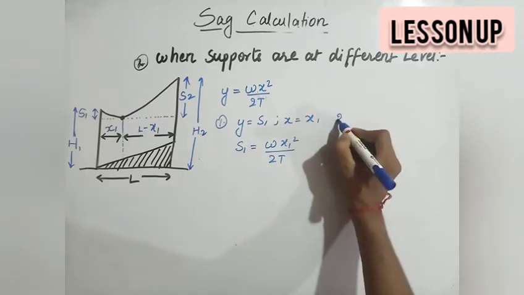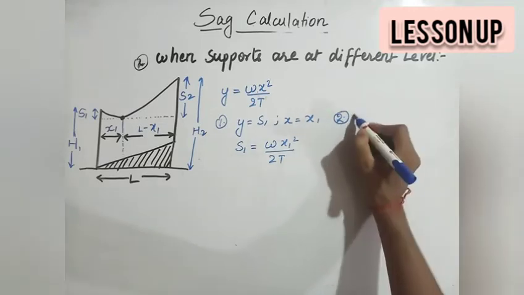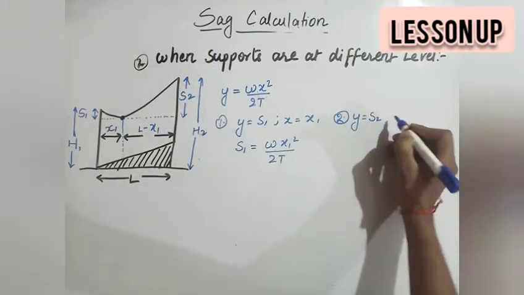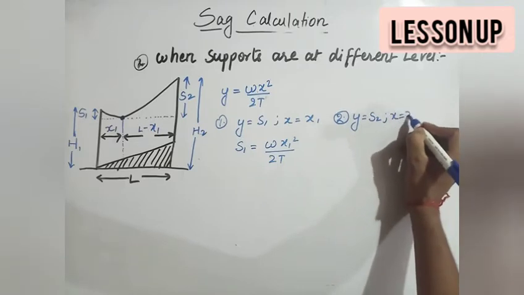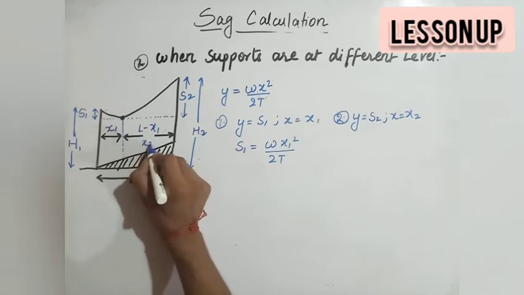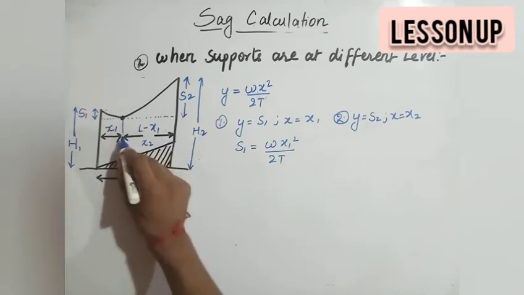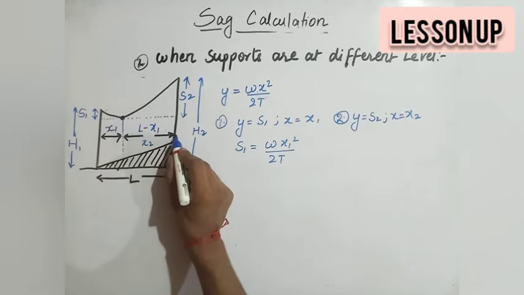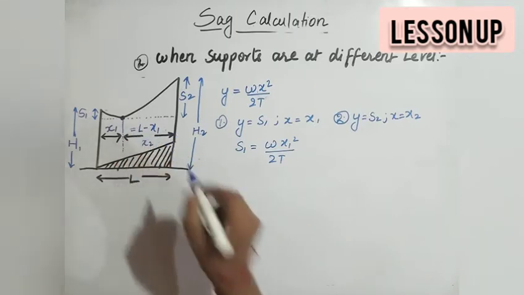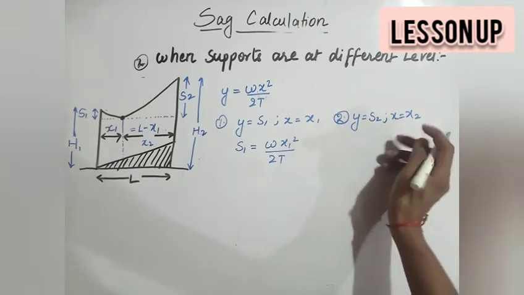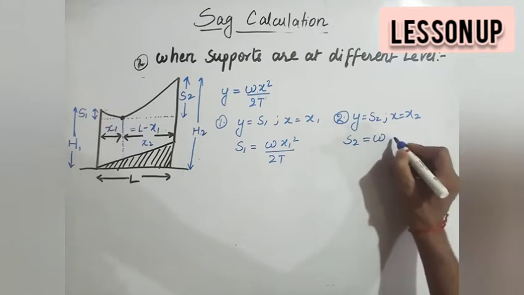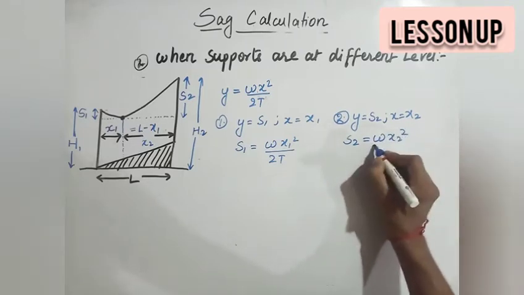From the second pole, y is s2 and x is x2. x2 is actually the difference between the minimum point of the conductor and the second support, which is equal to L minus x1. So if we put this in this equation, we will get s2 is equal to weight into x2 square divided by 2t.